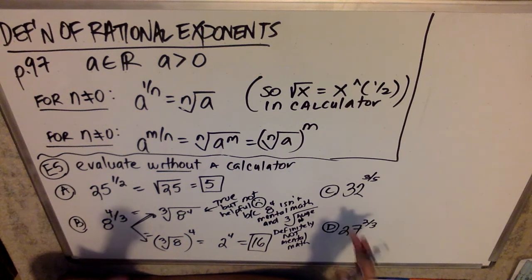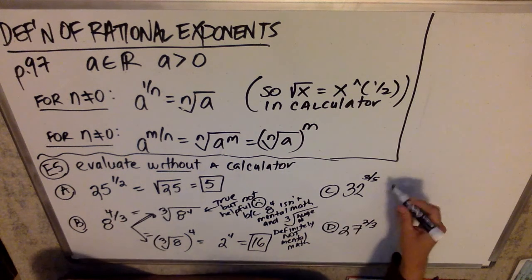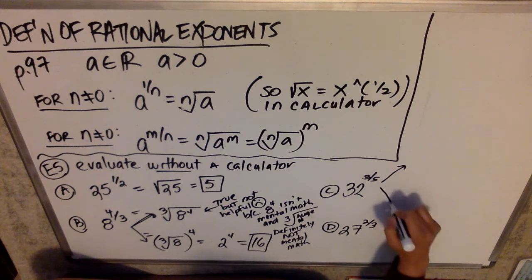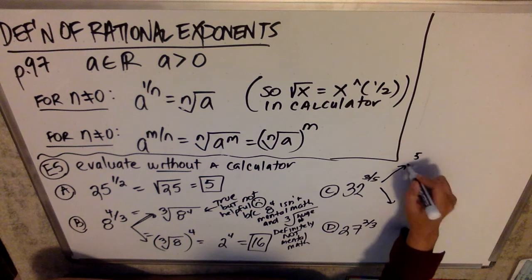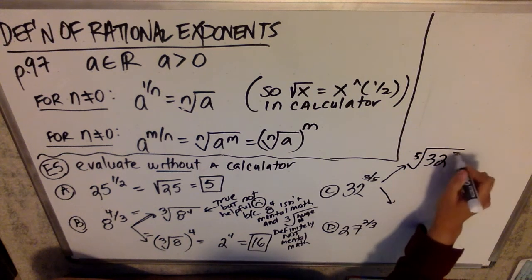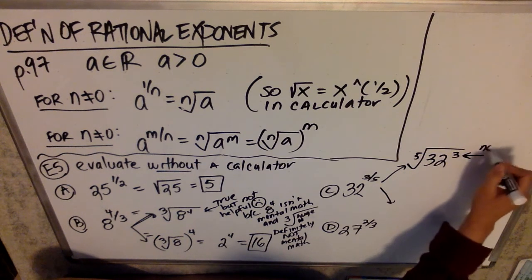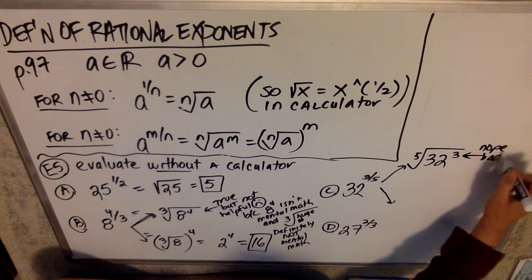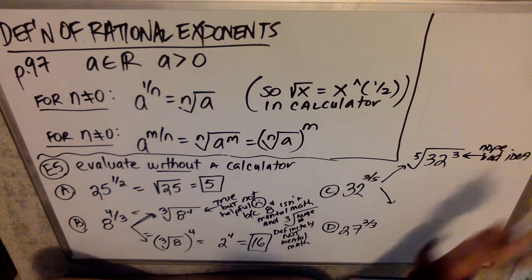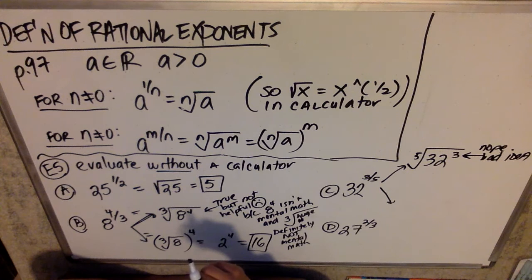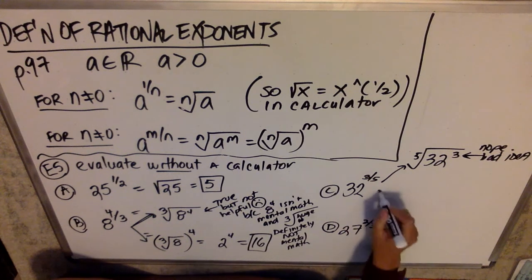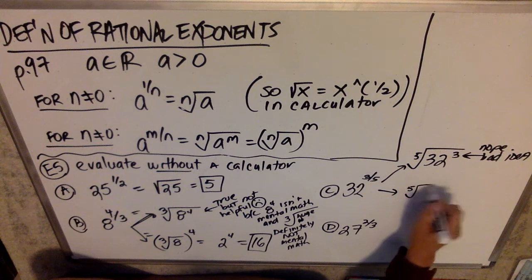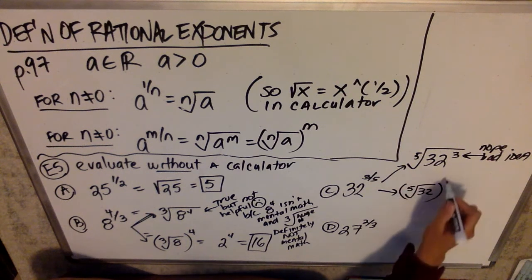So 32 to the 3/5. I can write this in one of two ways, and again, I'm going to show you that one of these ways is not helpful. I can either write this as the 5th root of 32 cubed, and my brain's like, nope, this is a bad idea. I don't know what 32 cubed is, but it's not going to make my life better, that's for sure. Instead, I'm going to write this as the 5th root of 32, whole quantity, to the 3rd.